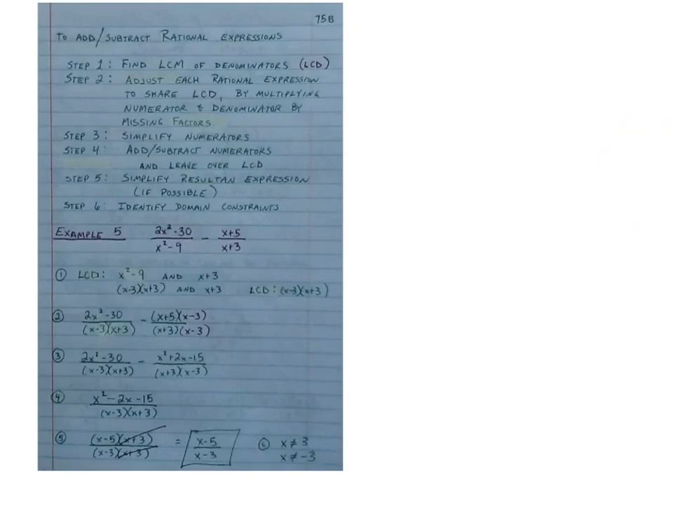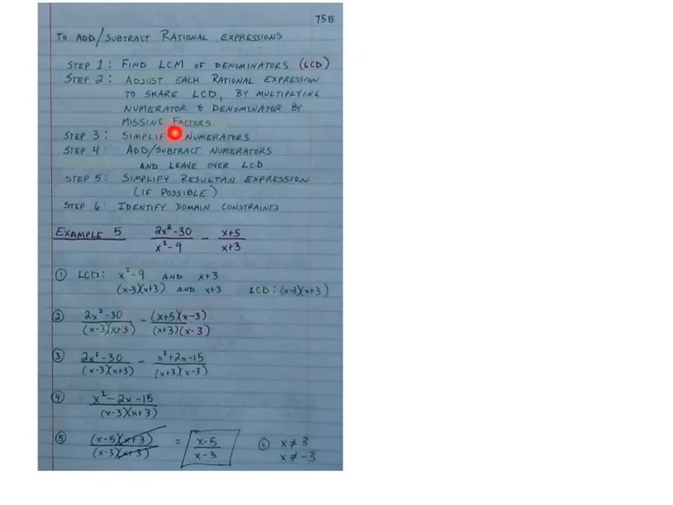Alright, now we're getting to the meat of the lesson, which is adding and subtracting rational expressions. In order to do that, step one is we need to find the least common multiple of the denominators, which I will call the LCD, least common denominator. Step two, you adjust each rational expression to share the LCD by multiplying the numerator and denominator by missing factors, and I'll show that in the example below.